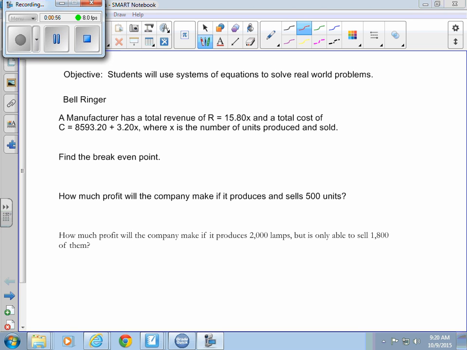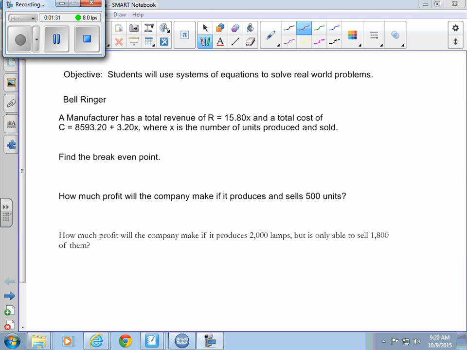Will you have to adjust your window? Most likely, yes. So let's do that really quick. In Y1, I'm going to put 15.8x. And in Y2, I'm going to put 8,593.20 plus 320x.